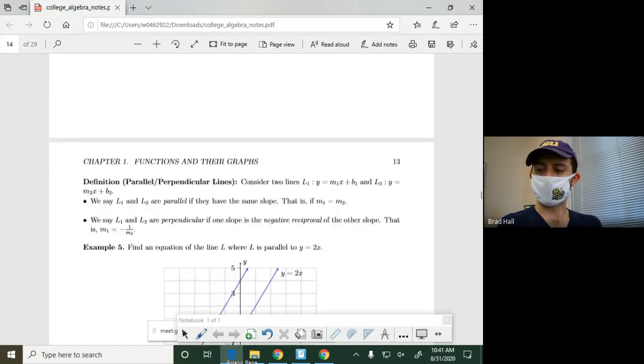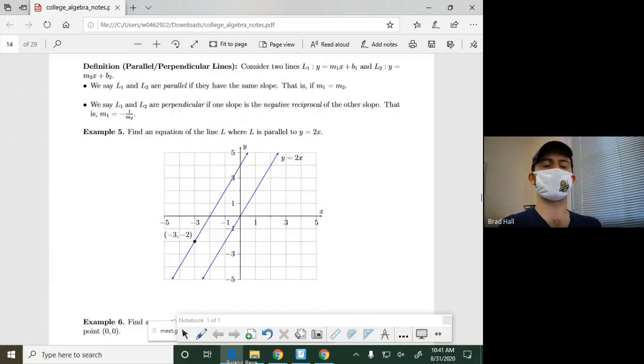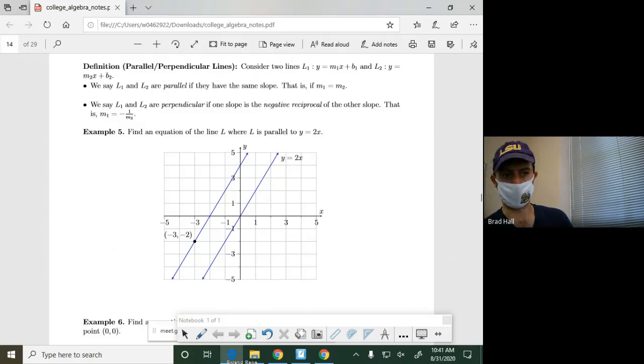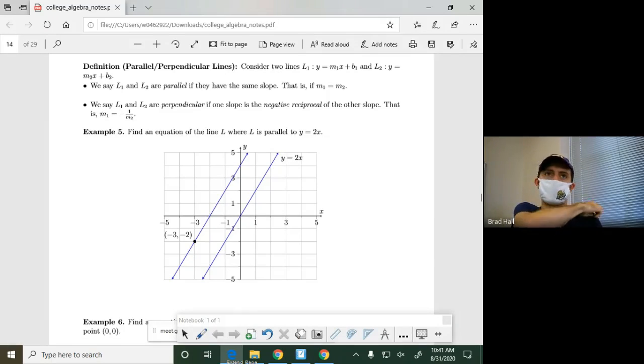So I wanted to finish parallel stuff. I'm going to do example 5 and we'll call it a day. To lead up to that, parallel and perpendicular lines. I'm going to focus on parallel today, and I'll start up with perpendicular on Wednesday.